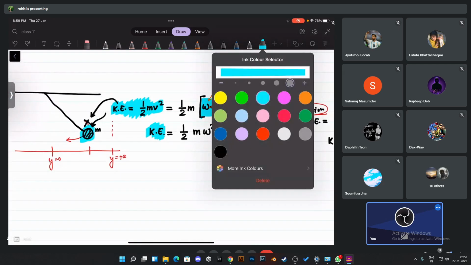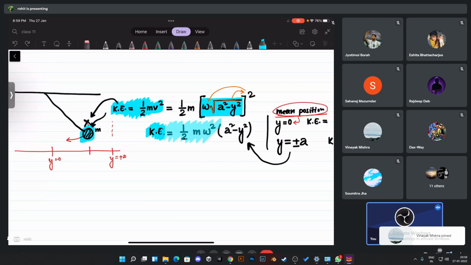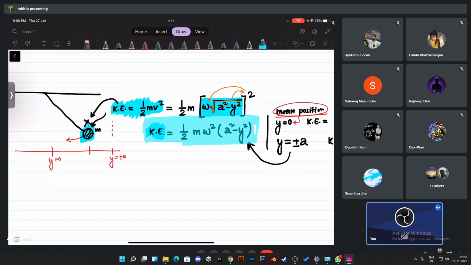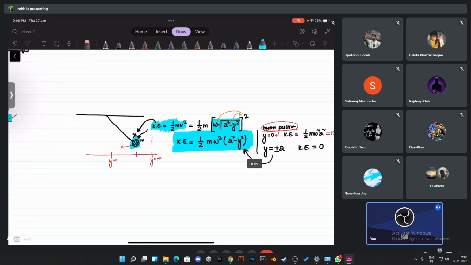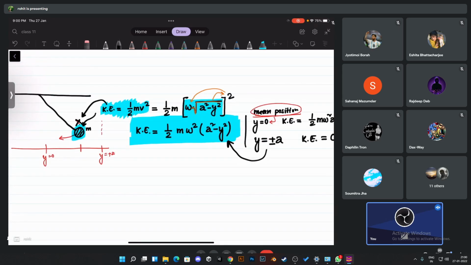Don't worry, we got a formula for kinetic energy, and for that I'm going to use this one. What does it represent, guys? Does it represent kinetic energy at extreme, mean or any position? At any position. I am not going to derive it for time, no need. You can write time also, because you can replace y by a sine omega t. That will represent the kinetic energy and time relation, if I use this here.